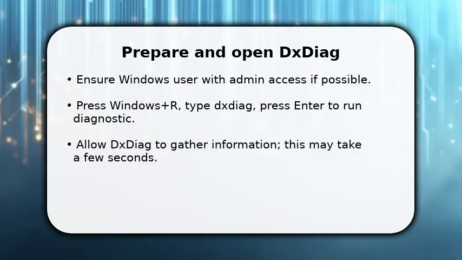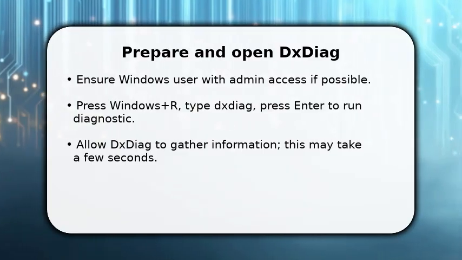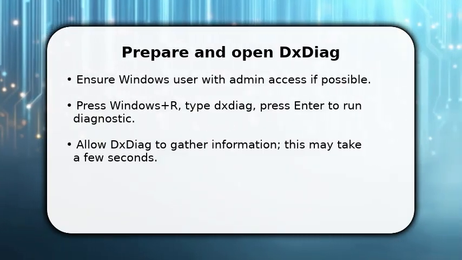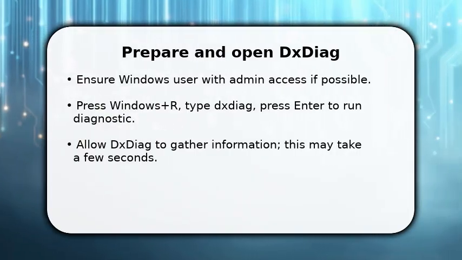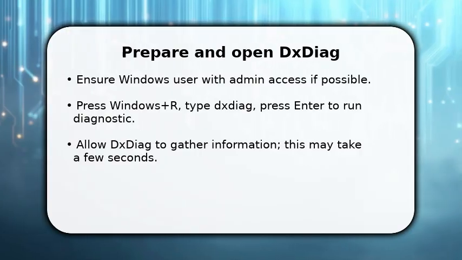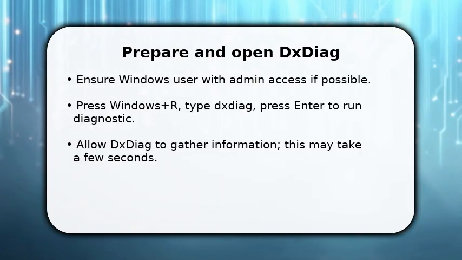Enjoy the video. You start by launching the built-in DirectX diagnostic tool so you can see version details quickly. First, make sure you're signed into Windows. Admin isn't required but helps for full details. Then press Windows and R together, type dxdiag into the box, and hit Enter.